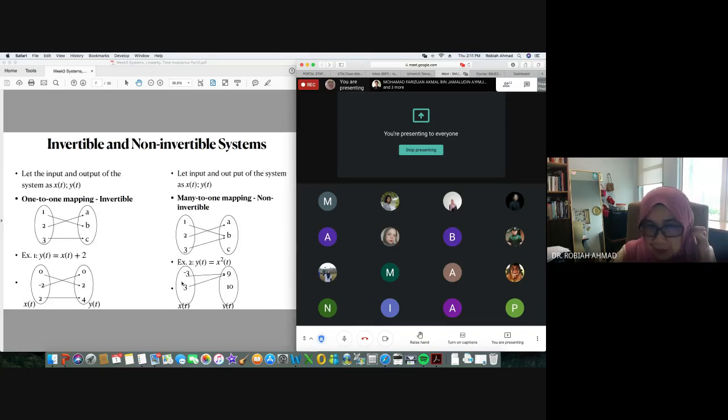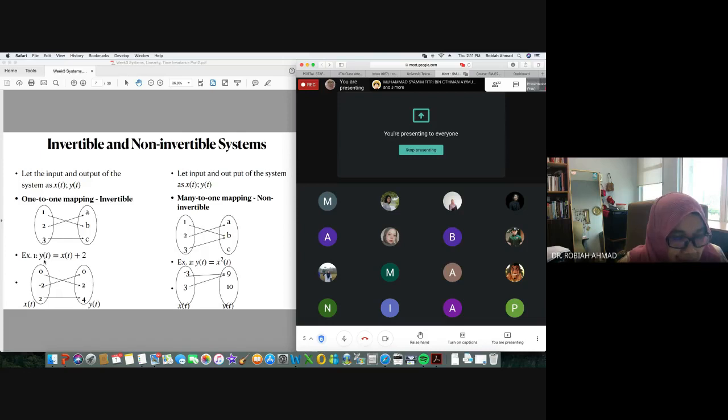Okay, another property is invertible and non-invertible. So what does it mean? Let's say we have input x(t) and output y(t). If it is a one-to-one mapping, it is invertible. If it is a many-to-one mapping, it is non-invertible. For example, this is an example of invertible. This is an example of non-invertible.